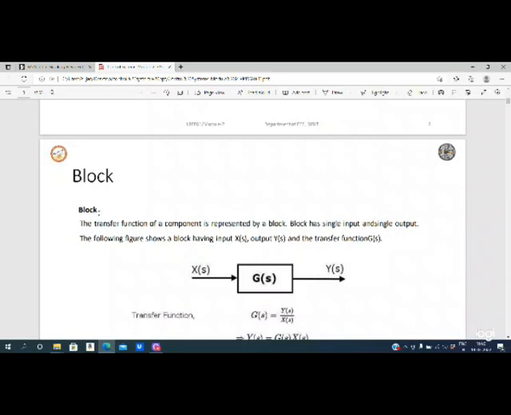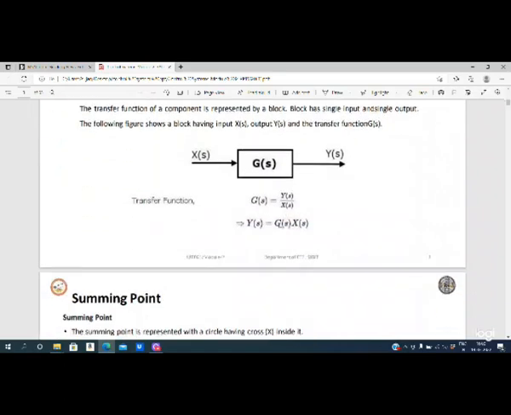First one, we are going to take the block. The transfer function of a component is represented by a block. The block here is indicated as G of S. The block has a single input and a single output. The input is X of S and the output is Y of S. The transfer function G of S is equal to output by input, that is Y of S by X of S. So Y of S is equal to G of S into X of S.